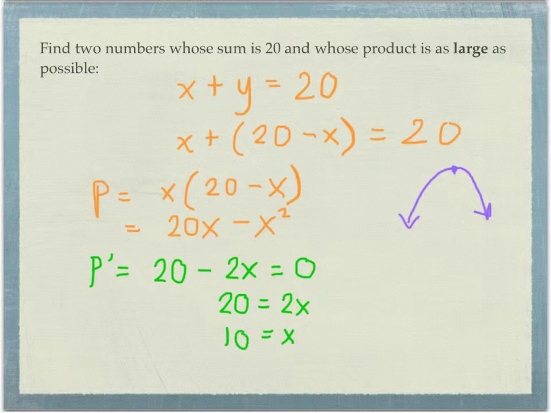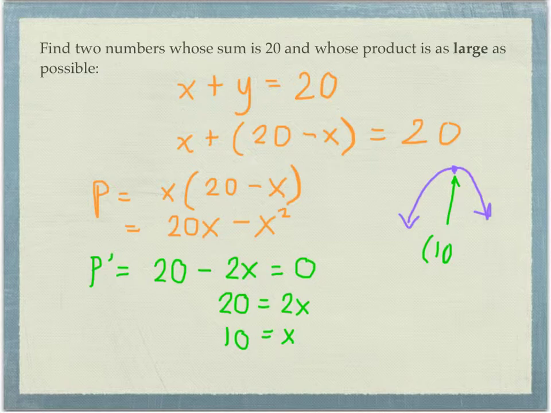If you graphed your original function, producing this graph, what do you think would be up at this highest point? Yeah, that would be when x equals 10. Obviously, the other number would have to be 10 as well, and that tells you where the maximum product would be. 10 times 10 would give you your maximum product.